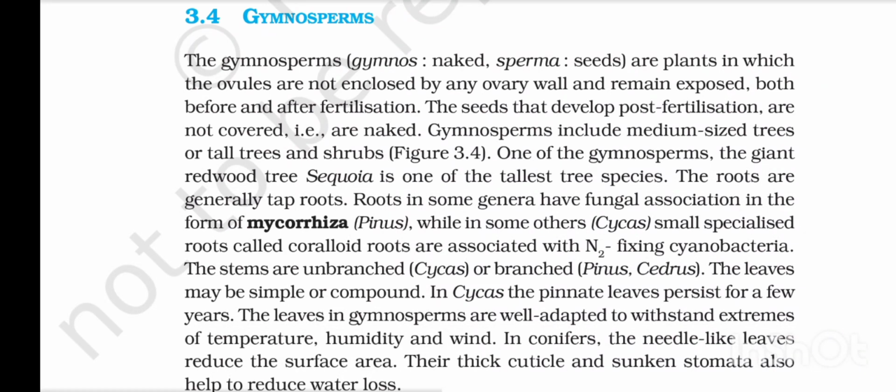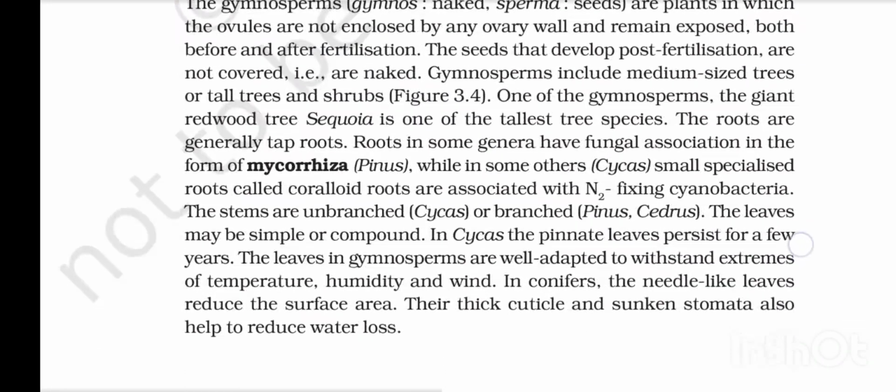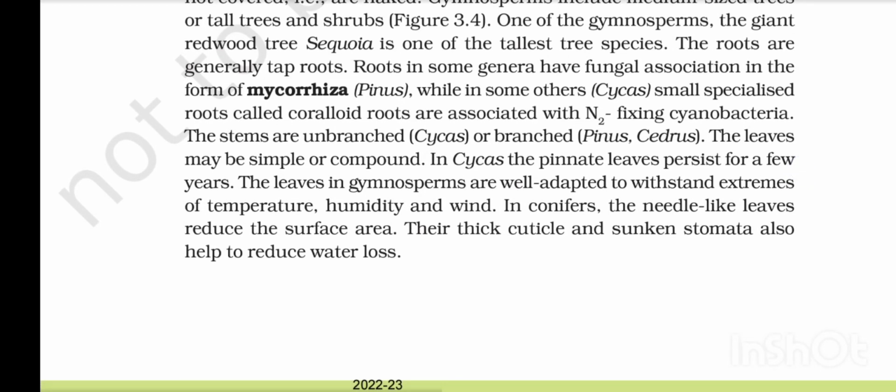The roots are generally tap roots. Roots in some genera have fungal association in the form of mycorrhiza, as in Pinus, while in some others, such as Cycas, small specialized roots called coralloid roots are associated with nitrogen-fixing cyanobacteria. The stems are unbranched as in Cycas or branched as in Pinus or Cedrus.